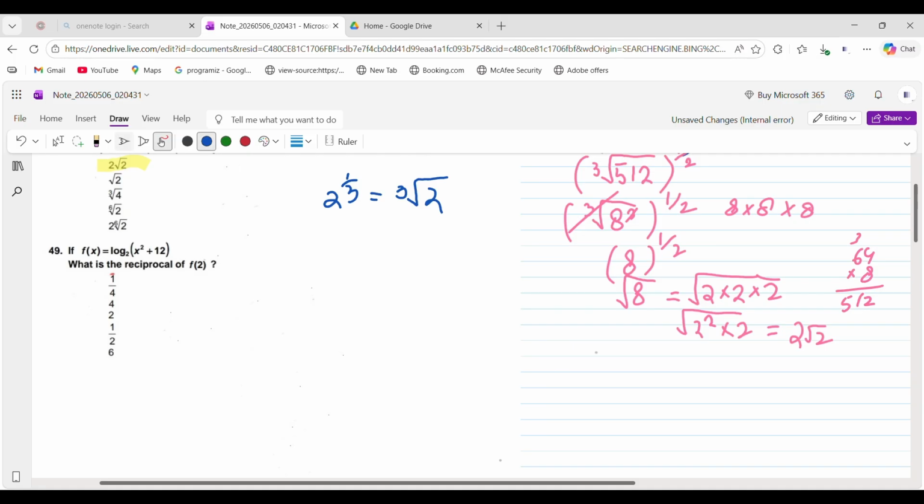Now we have our 49th question. If f of x is equal to log base 2 of x squared plus 12, what is the reciprocal of f of 2? Basically they are asking us to find the reciprocal of the function f at 2. Now see, forget about the reciprocal for now.